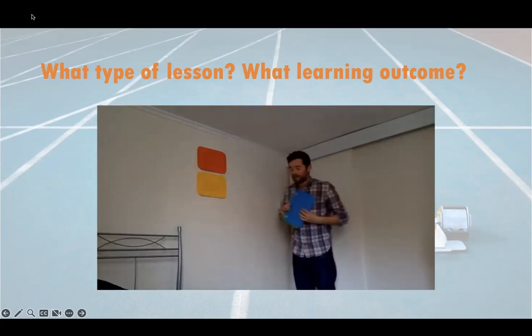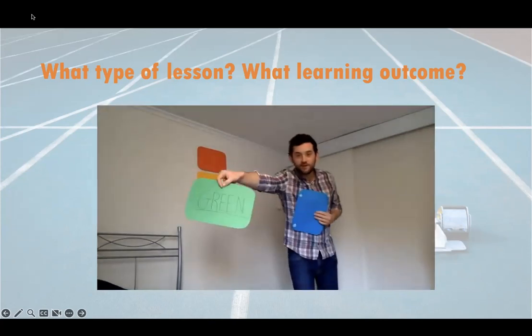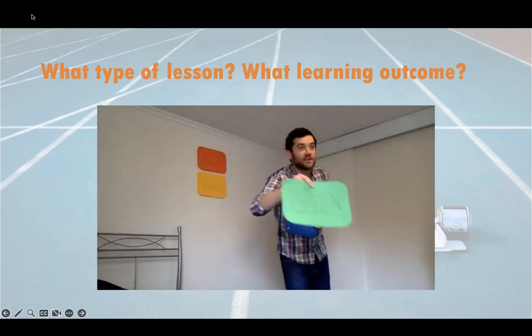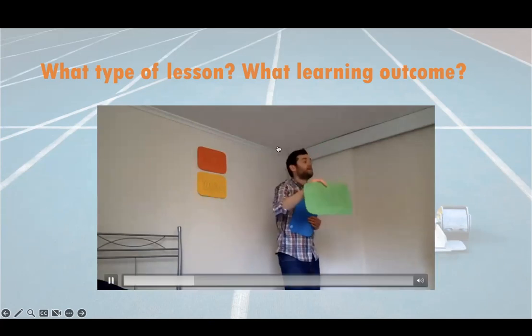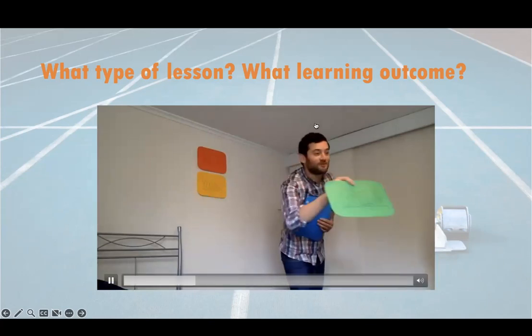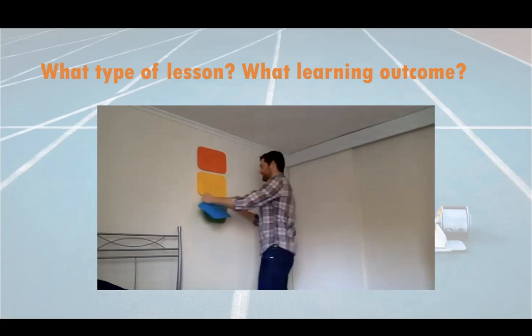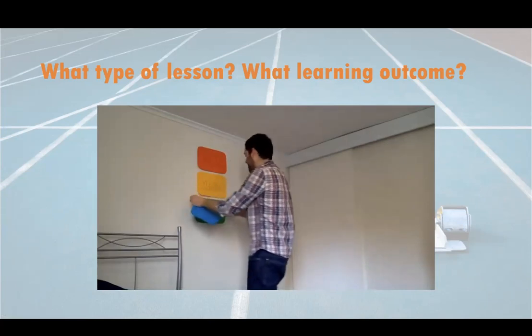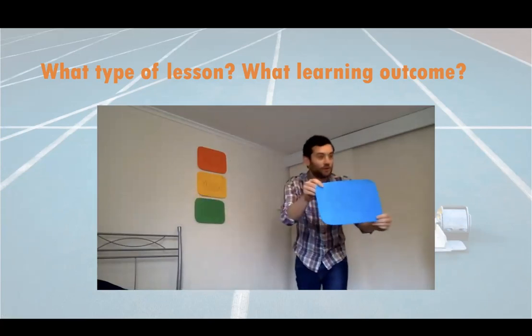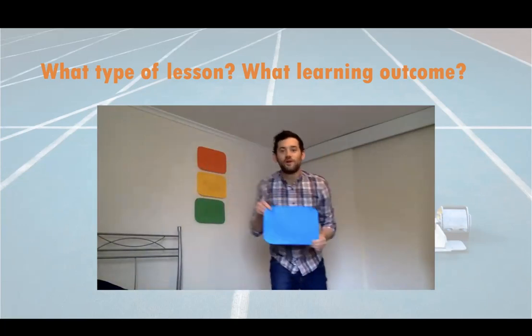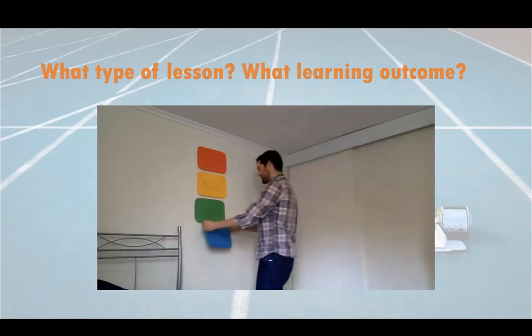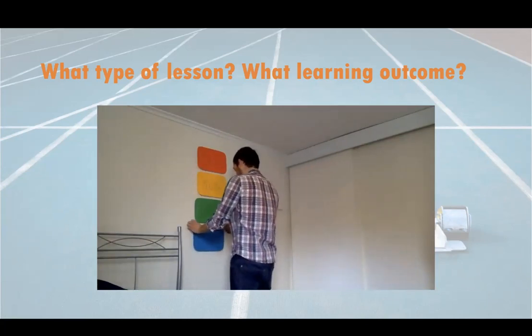Okay. Now the next colour is green. Can everybody say green? Green. One more time. Green. Fantastic. Brilliant. And the last one is blue. Can everybody say blue? Blue. Fantastic. All right.